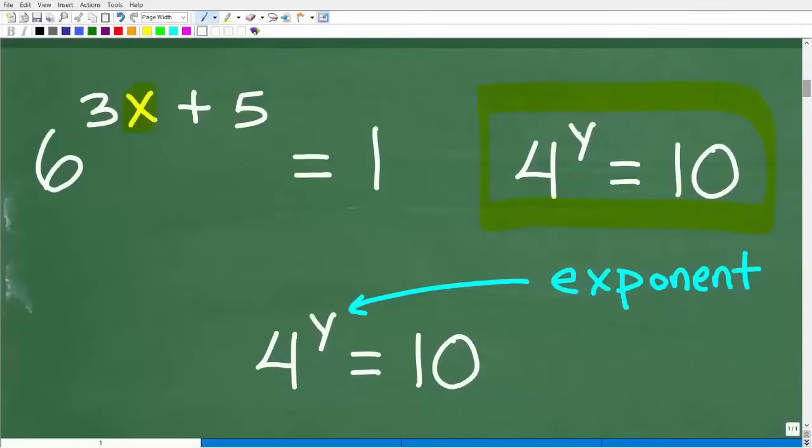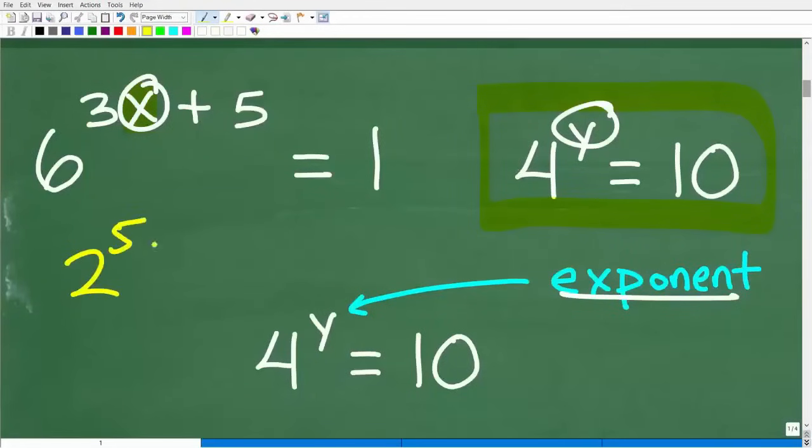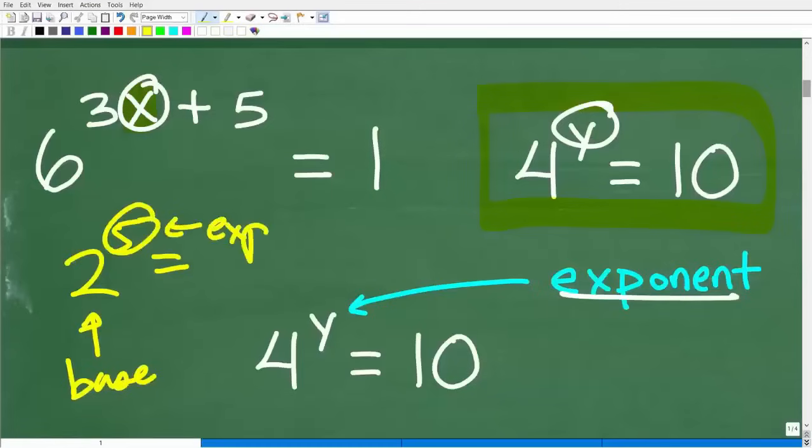We have 4 to the y power is equal to 10. Now again, the variable that we're trying to solve for is in the exponent, just like this equation right here. So let's take a quick look at how we would solve something like this. 4 to the y power is equal to 10. Let's quickly review the parts of a power. If I have 2 to the 5th power, 2 is the base, and 5, this little number up at the top right, is the exponent. The entire thing is a power.